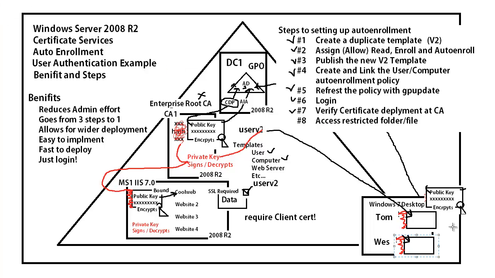So now both Tom and Wes have a valid driver's license to get into that airport. So that's pretty cool. And then we just did that. So the very last step here is we access the restricted file or folder.